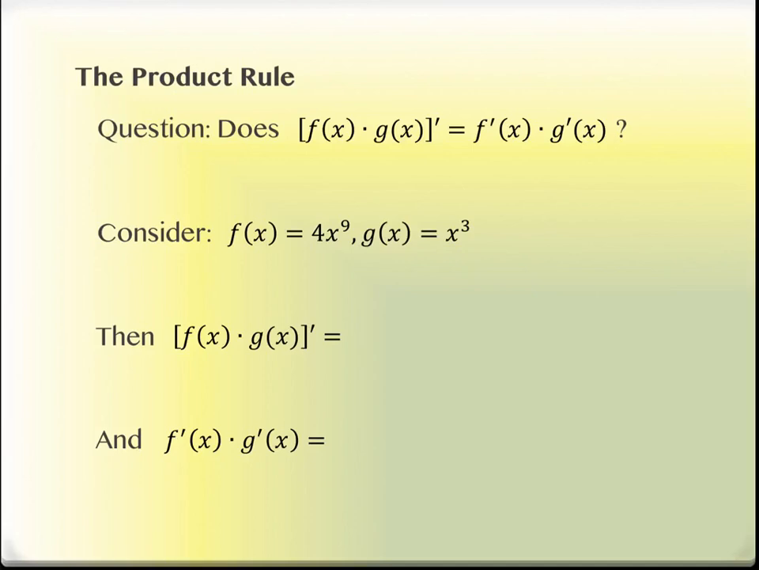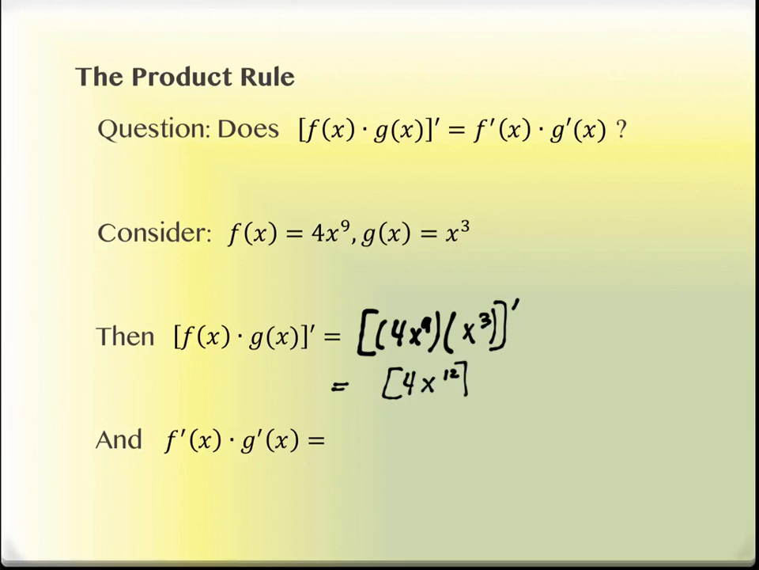The functions are f of x equals 4x to the 9th, and g of x equals x cubed. On the first one, we're going to do the left-hand side of the potential equation that we would like to assume. That is the f times g part, and then take the derivative. So f of x is 4x to the 9th, and g of x is x cubed. We're going to multiply those first and take the derivative second. If I multiply these two functions, 4x to the 9th and x cubed together, what do I get? 4x to the 12th. You got it.